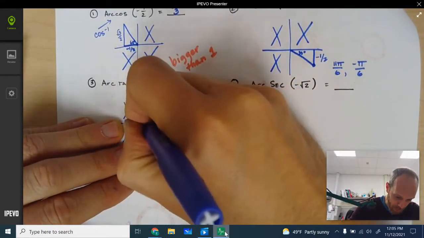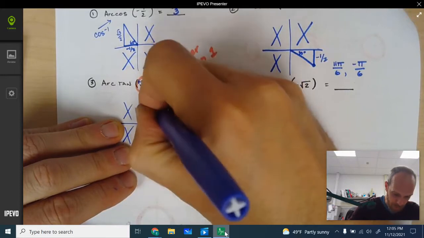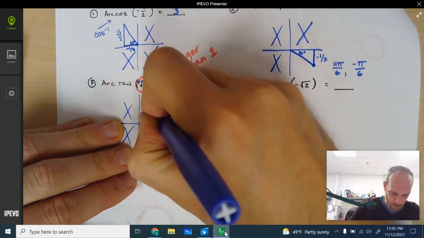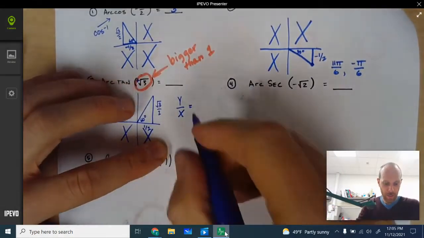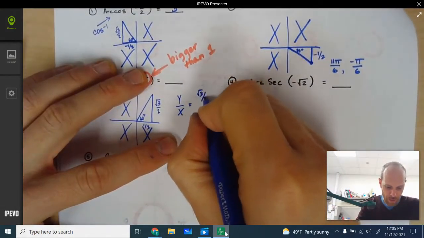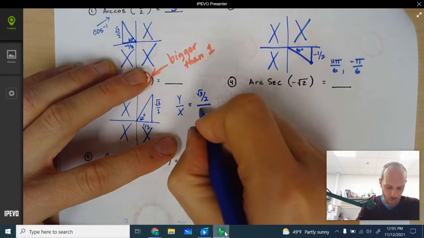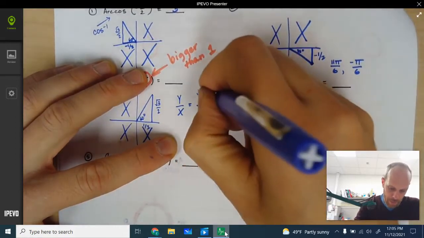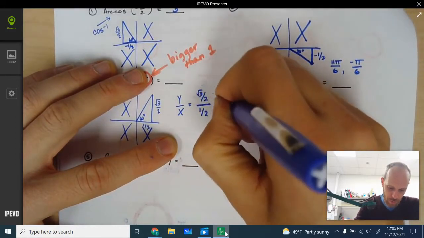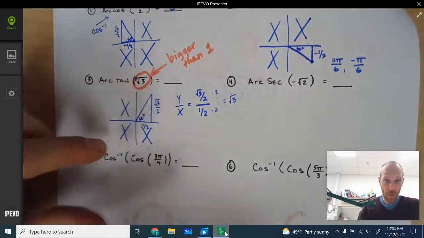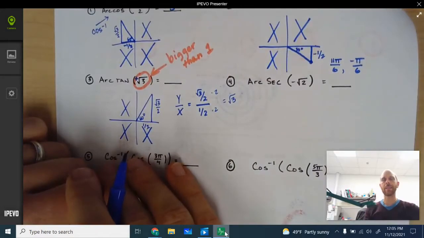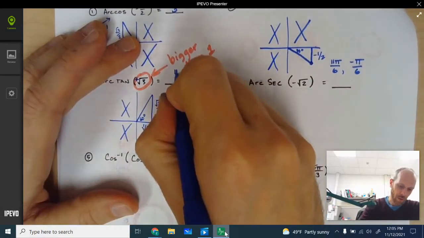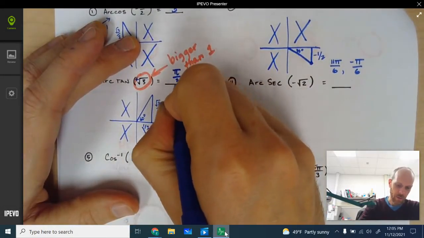Look, if we choose the 60-degree angle, then this would be roots of 3 over 2. This would be 1/2. And notice that then y over x would be roots of 3 divided by 2 divided by 1/2. And if you multiply by 2 here and 2 here, sure enough, you get roots of 3. So our answer is going to be this 60-degree angle. And the 60-degree angle is equivalent to pi over 3.